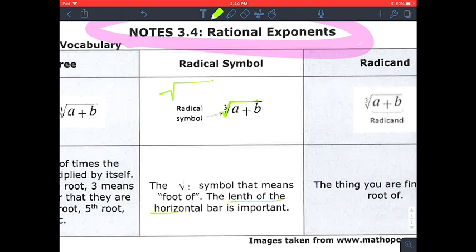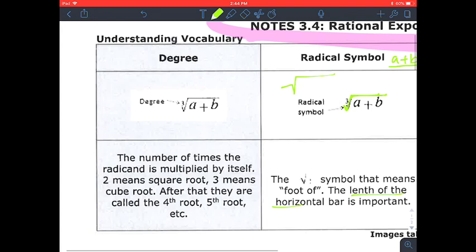I need to know that it's the square root of a plus b. The same way if I had a fraction bar and I had a plus b, I had to make sure that it's all the way underneath it. It's the same thing with this radical symbol.